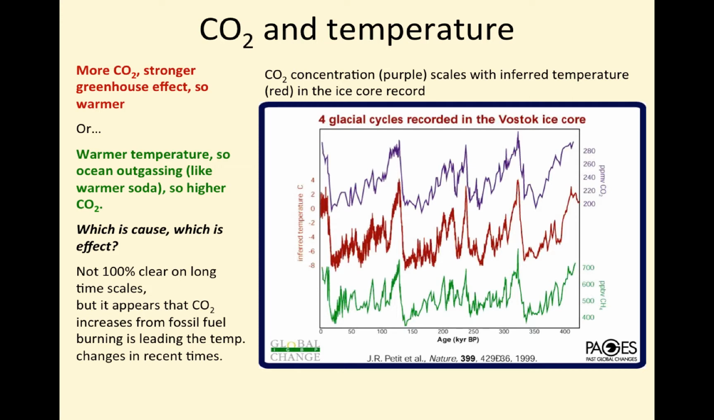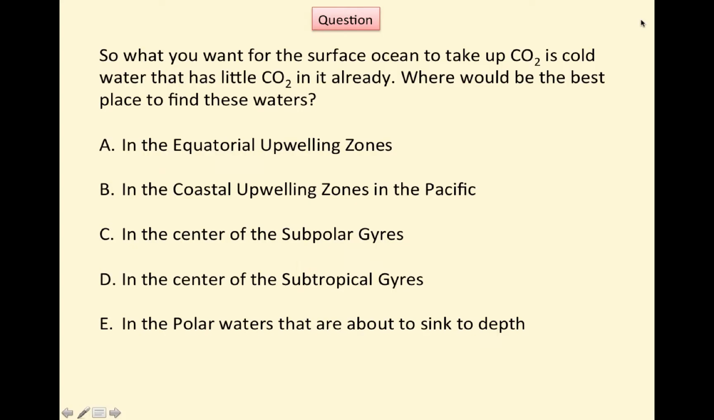It's actually not 100% clear on these long time scales who's leading who, but it appears today that the CO2 increases from fossil fuel burning is leading the temperature changes. So question: what you want for the surface ocean to take up CO2 is cold water that has little CO2 in it already. Because you want a large partial pressure difference, you want the atmosphere to be loaded with CO2, the oceanic water not to have much, but also be cold. That's going to give you the most flux from atmosphere to ocean.